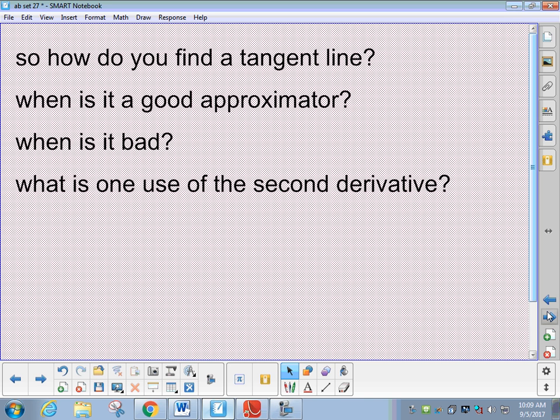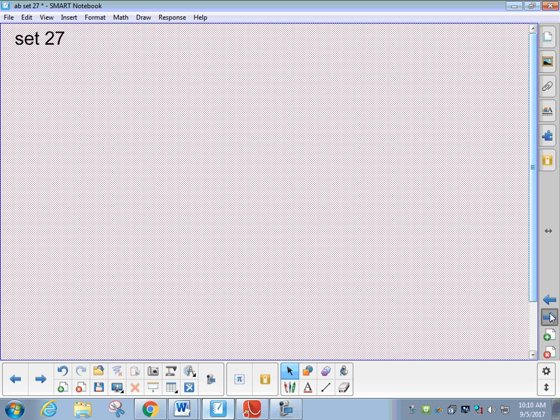So, how do you find the tangent line? You use a point. How do you find the slope? Take the derivative and then put in the point you're interested in. When is a tangent line a good approximator? When you're approximating something near to where your tangent line is, or if the curve is flat and slow growing. When is it a bad approximator? When it's something steep or far away. And what's one use for the second derivative? Acceleration.